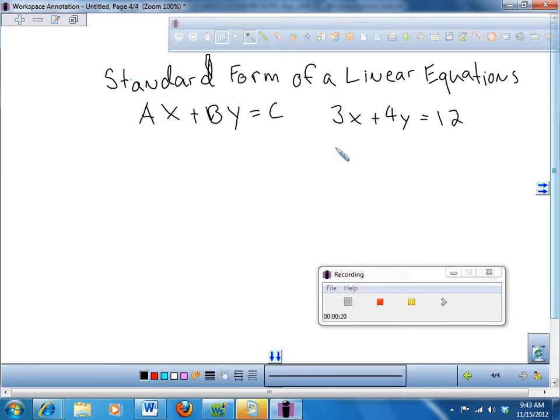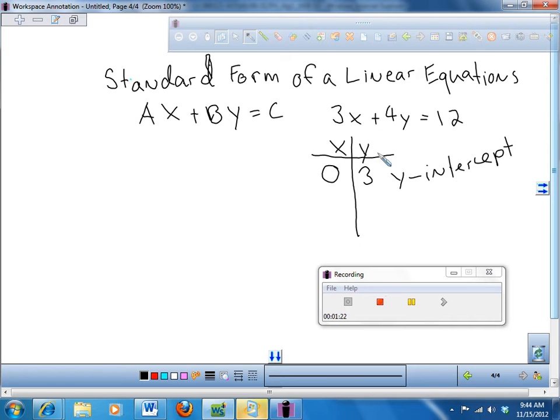It makes it really easy to graph because you can find the x and y intercepts very quickly, okay? And the way you do that is by plugging in 0 for x. Sometimes they call it the cover-up method, okay? So if I were to take 3x and cover it up, 4 times what number would give me 12? 3. So what that means is that I have a point on this graph called (0, 3), and that point is also the y-intercept. That's where it crosses the y-axis.